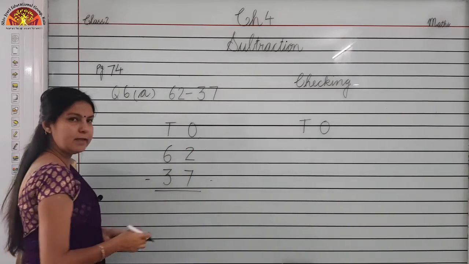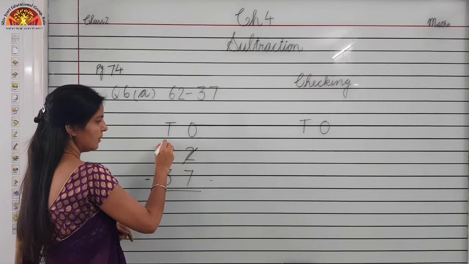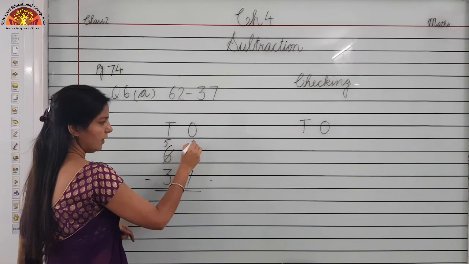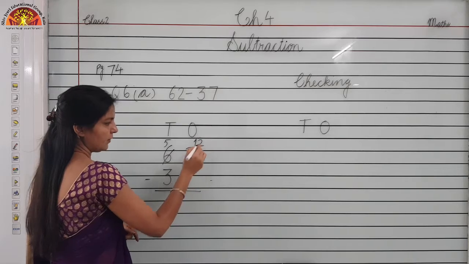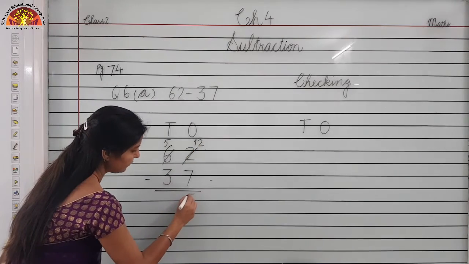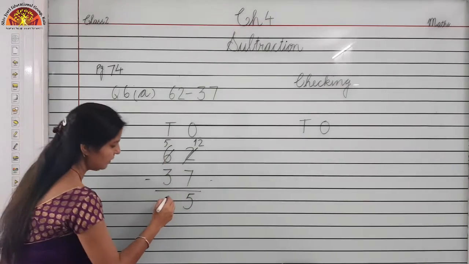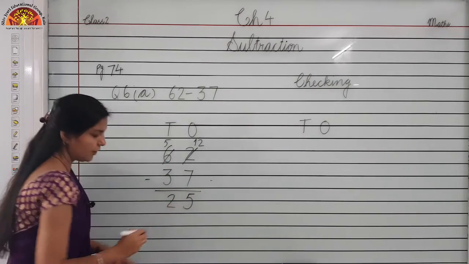2 is smaller than 7. So what we will do? We will take borrow from 6. It will become 5 and 2 will become 12. So 12 minus 7 will be 5 and 5 minus 3 will be 2. Now we got the difference.